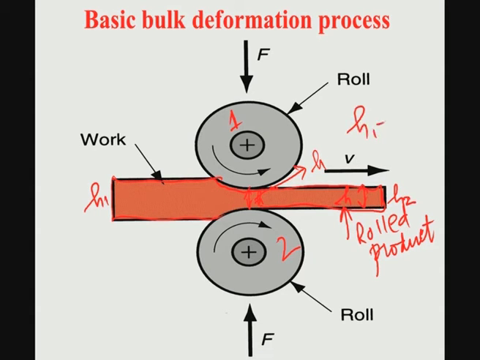So, the final deformation would be total height change divided by initial height, multiplied by 100. Okay. So, this is the total deformation of the material. The second thing, what would be the speed?